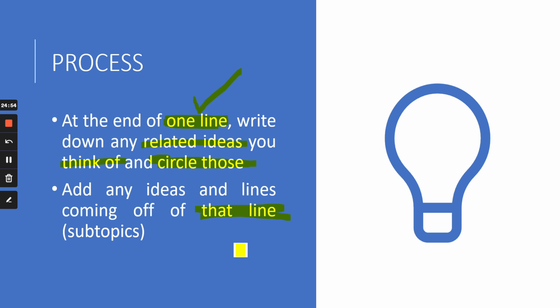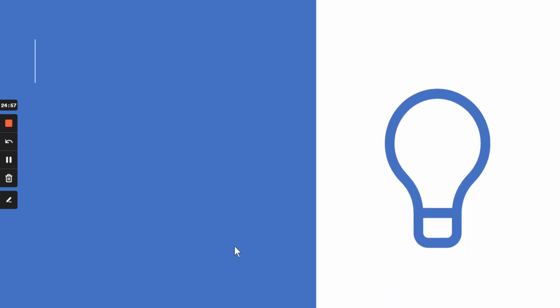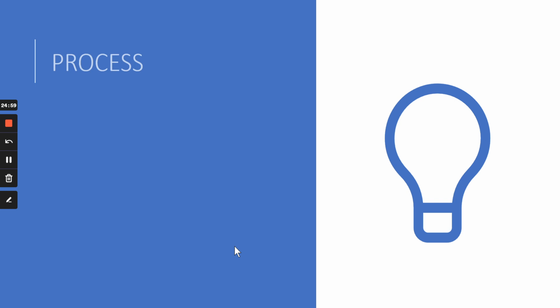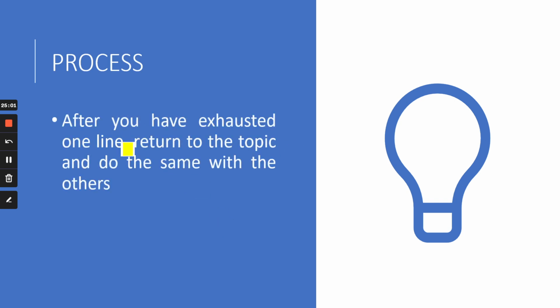So you can do this. After you finish one line, then go to the second line. After you've exhausted one line, suppose we have drawn 4 lines, initially focus only on one line. So line number 1, you have written an idea, you have circled that, and you can call it a subtopic. You have drawn 1 or 2 lines from that subtopic, and you have written your 2 points over there. So your line number 1 is over from the central topic.